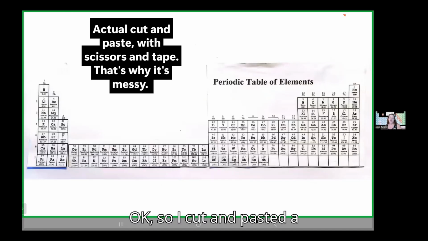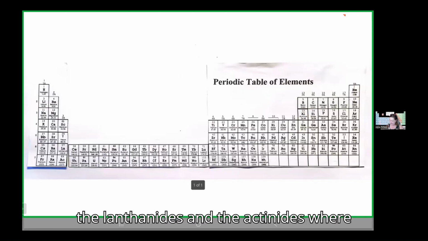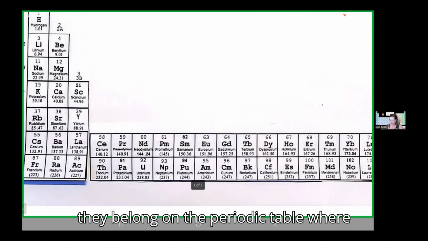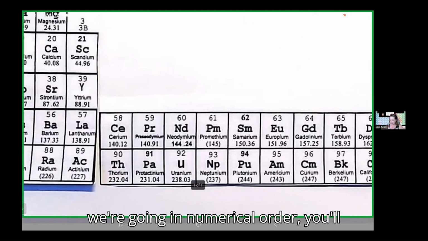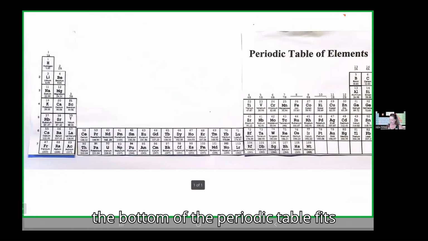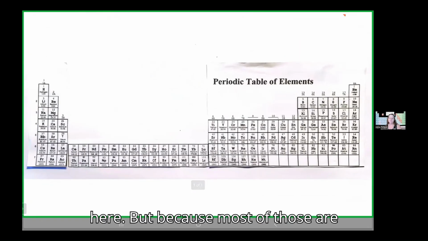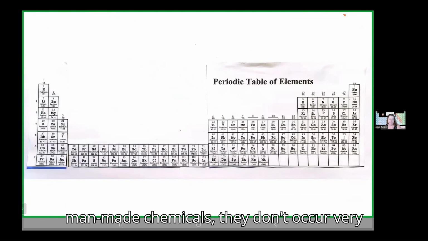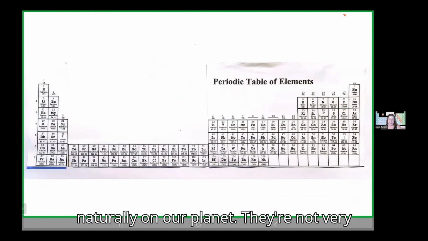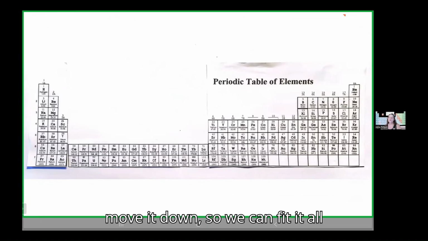Okay, so I cut and pasted a periodic table here. So if we had the lanthanides and the actinides where they belong on the periodic table, where we're going in numerical order, you'll see that that whole area that's at the bottom of the periodic table fits into the middle of the periodic table there. But because most of those are man-made chemicals, they don't occur very naturally on our planet, they're not very stable, we don't really deal with those very often. So we take that group out and move it down so we can fit it all on one piece of paper.